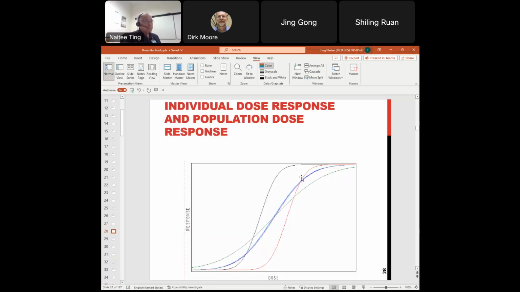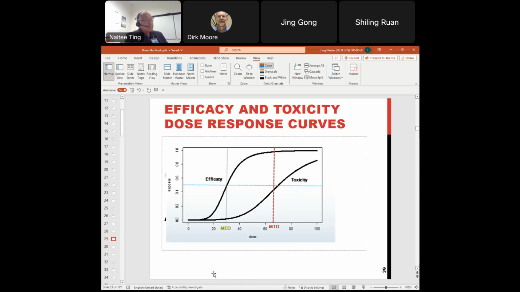Another problem is that there are individual curves. Well, this curve might be Schilling's curve, this curve might be my curve, this curve might be Dirk's curve. Everybody has their own dose response curve. And in clinical trials, we can only study an average dose response or population dose response curve. We don't get to see the individual dose response curve.